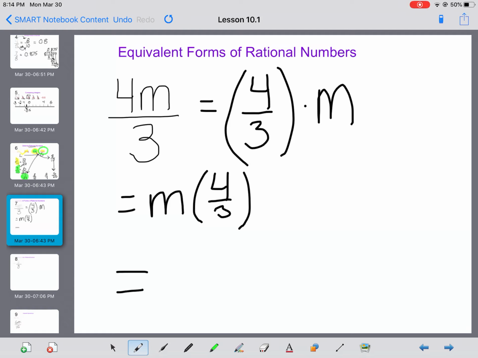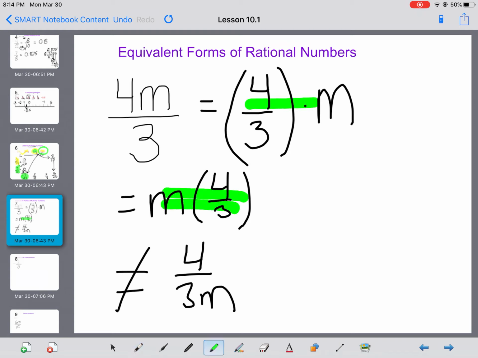However, this is important. It does not equal, remember that's my not equal sign, it does not equal the same thing as 4/3m. Okay, that would actually change what's happening. So these two over here are equivalent. It's just a different way of writing it.